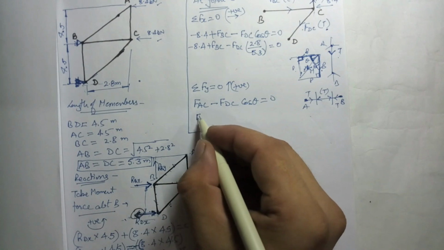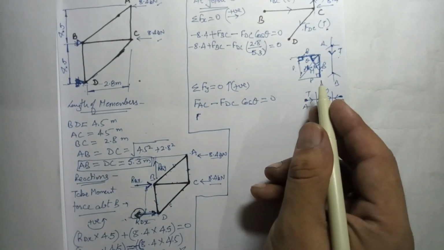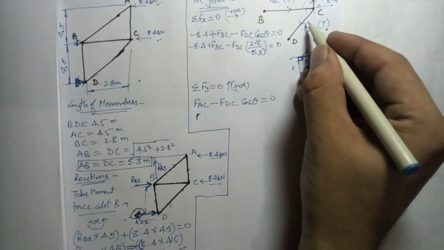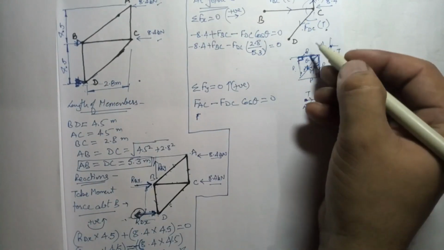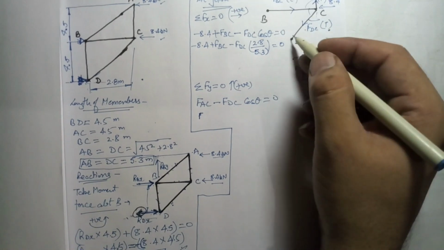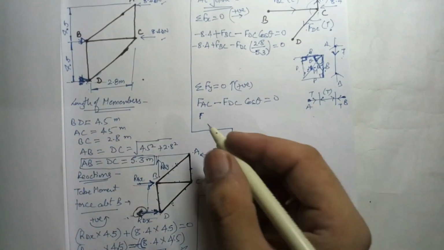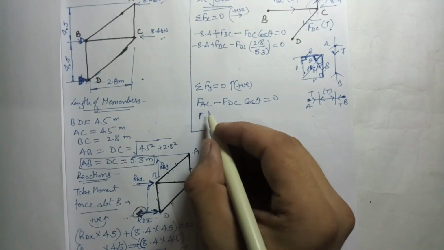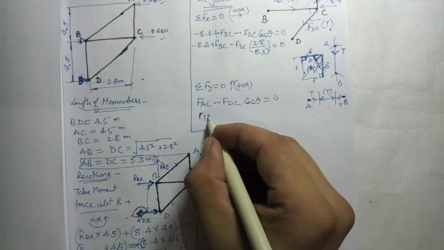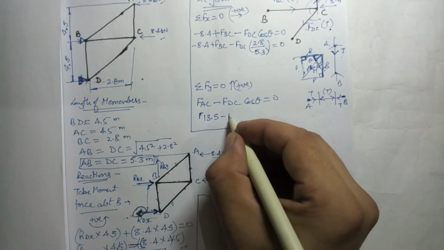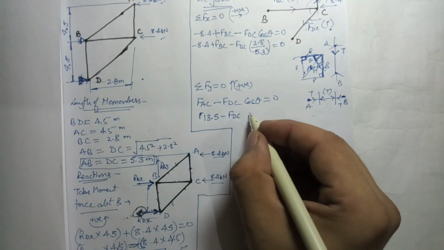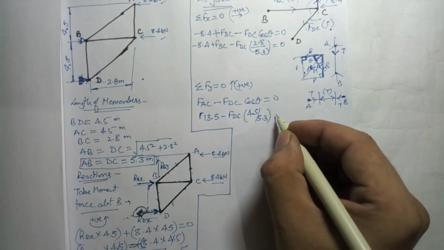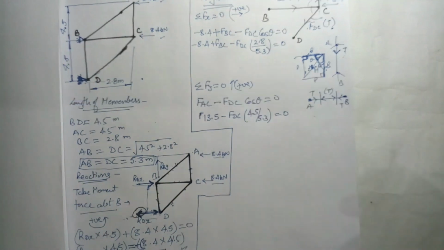If you are facing problems in this, you can go directly by finding the angle. Just find out this angle and this angle, then you can apply 90 minus that angle, then you can apply cos theta or sin theta. It will also be good that way. So FAC, we have calculated FAC, that is 13.5. So minus FDC, we don't know FDC, and here we will fill the value 4.5 divided by 5.3, and that is equal to 0.